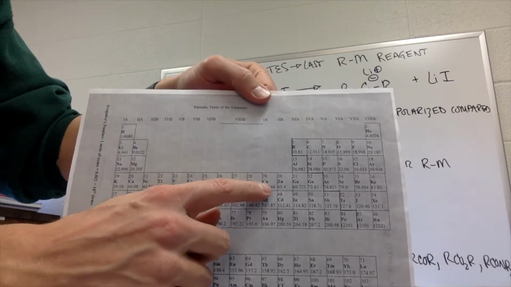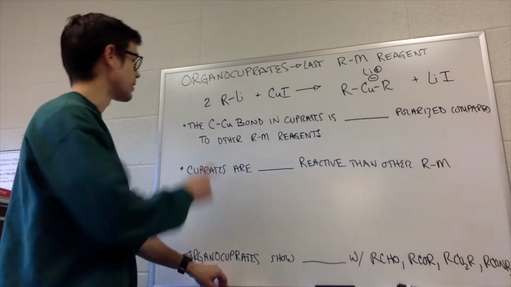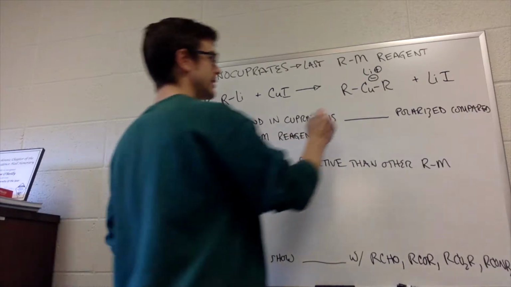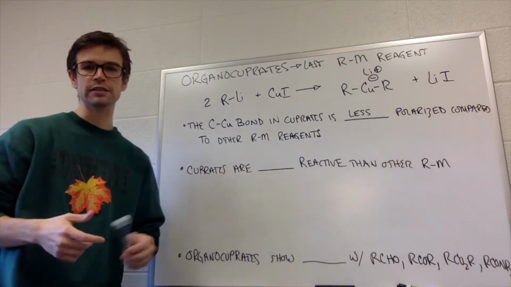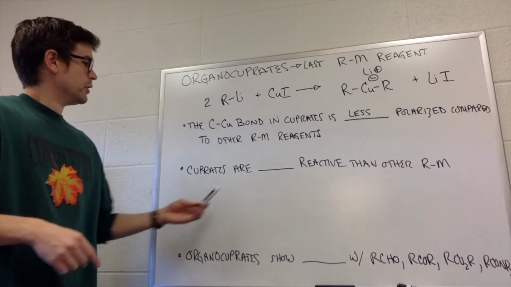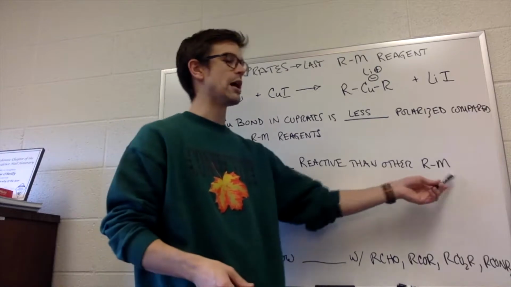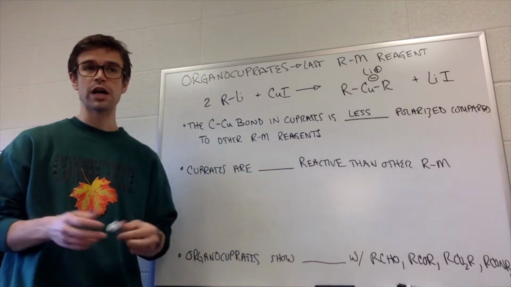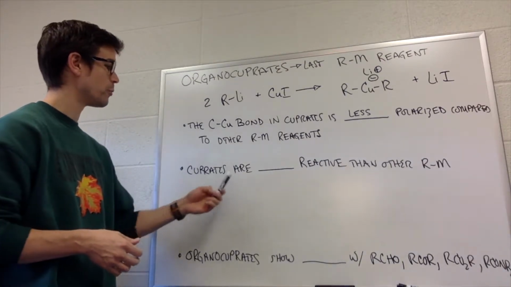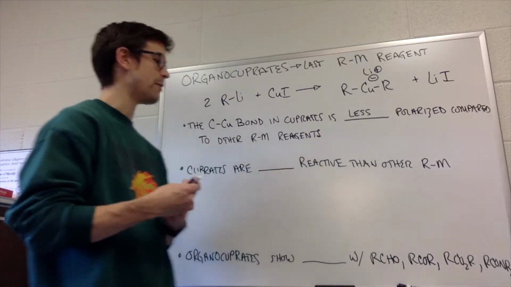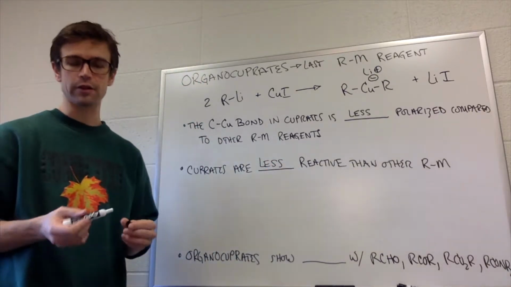What about copper? Copper is a lot closer to carbon, right? So it is a lot more electronegative of an atom. So it turns out that the copper-carbon bond in these cuprates is less polarized compared to the other RM reagents, the other organometallic reagents. So what about this blank? Cuprates are blank reactive compared to other organometallic reagents. Well, one theme of this chapter has been the more reactive reagent generally tends to have a more polarized bond. So cuprates are less polarized, so that means that they would be less reactive compared to other organometallic reagents.